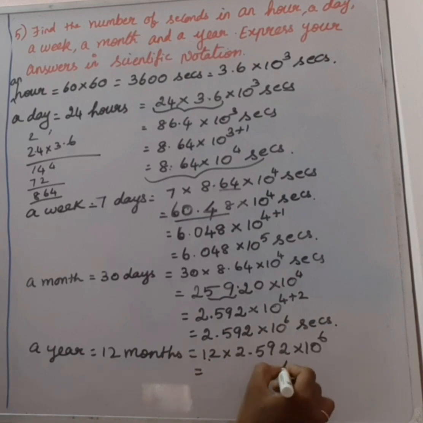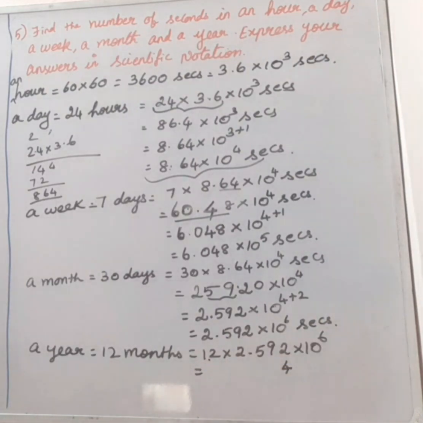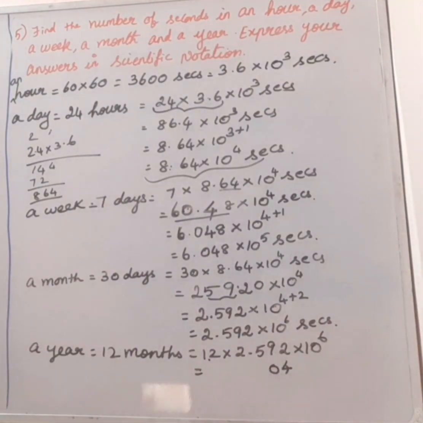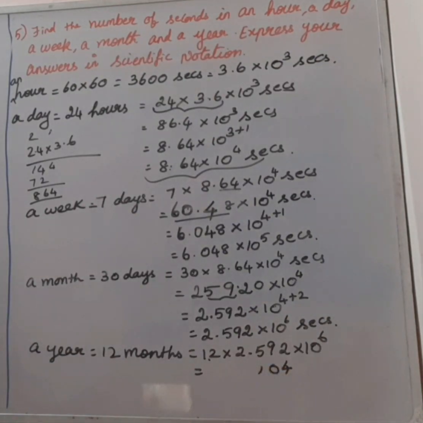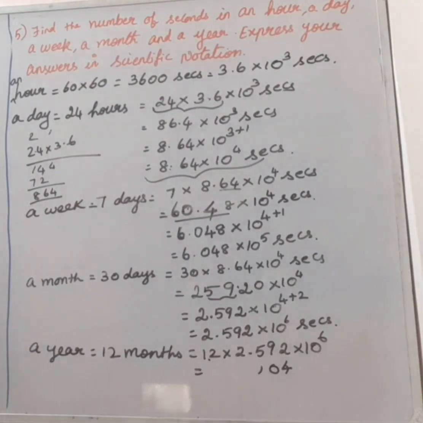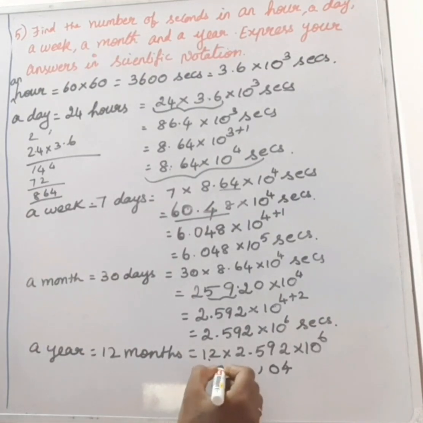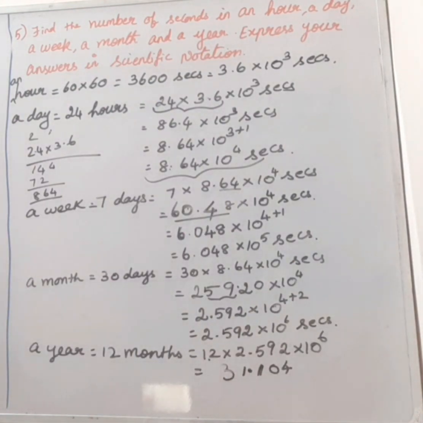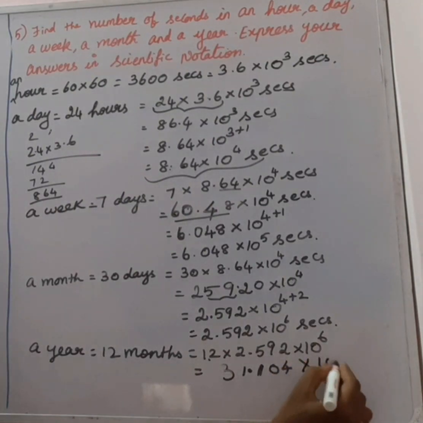So 2 12s are 24, 4, remainder 2. And 12 9s are 108. 108 plus 2, 110. 0, remainder is 11. 5 12s are 60. 60 plus 11 is 71. So 1, remainder is 7. 12 2s are 24. 24 plus 7, 31. So 31104. 3 digits after a decimal. So 31.104 into 10 power 6.